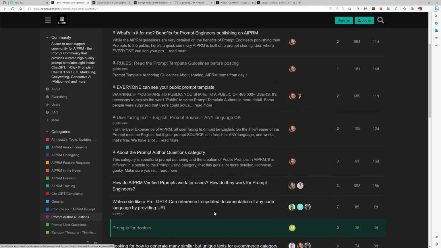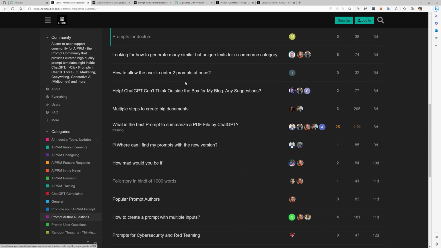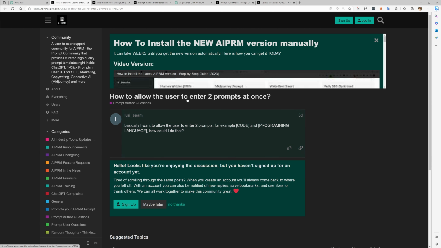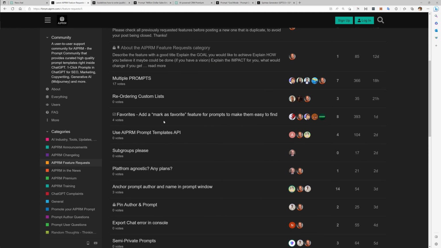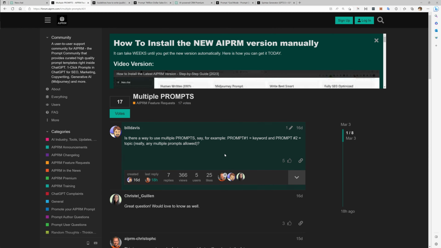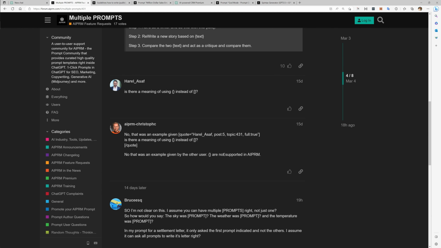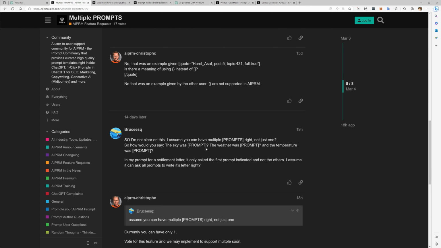The prompt author questions are questions like this. How can I allow the user to enter 2 prompts at once? And basically I want to allow the user to enter 2 prompts, code and programming language. How could I do that? And the answer to that is a feature request that we already have here for the multiple prompts, where they actually mean multiple prompt variables.